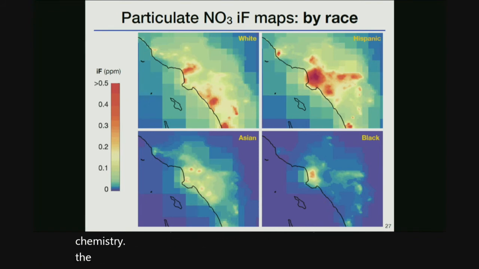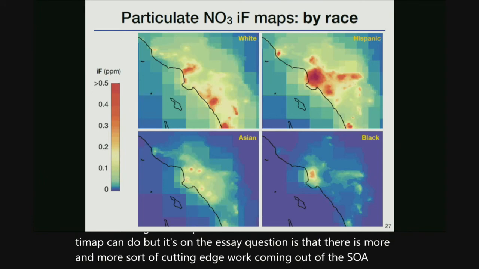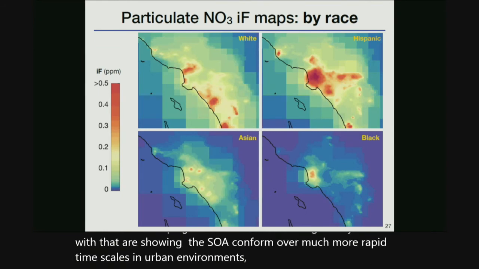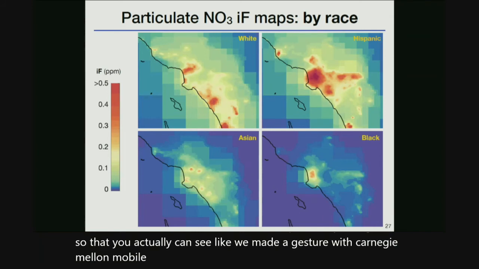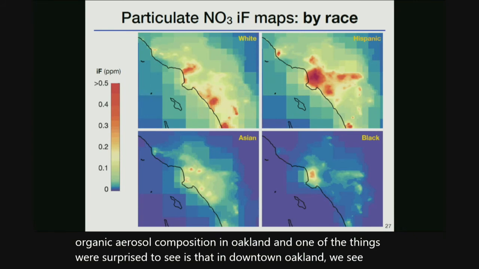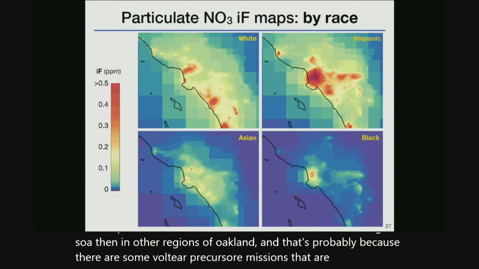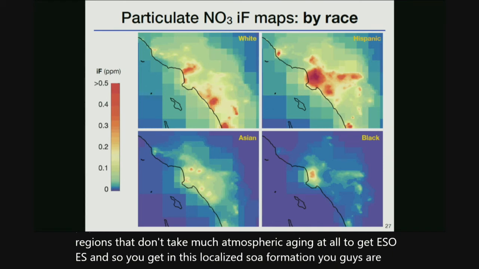The other thing I would point out, that this is sort of well beyond what InMAP can do, but it's on the SOA question, is that there's more and more cutting edge work coming out of the SOA measurement campaigns that I've been tangentially involved with that are showing that SOA can form over much more rapid timescales in urban environments than we previously thought. In conjunction with Carnegie Mellon, we made mobile measurements of organic aerosol composition in Oakland. And one of the things we were surprised to see is that in downtown Oakland, we see higher SOA than in other regions of Oakland. And that's probably because there are semi-volatile SOA precursor emissions happening in these densely populated regions that don't take much atmospheric aging at all to get SOA, and so you get localized SOA formation. You guys are maybe aware of Brian McDonald's work on volatile consumer products.